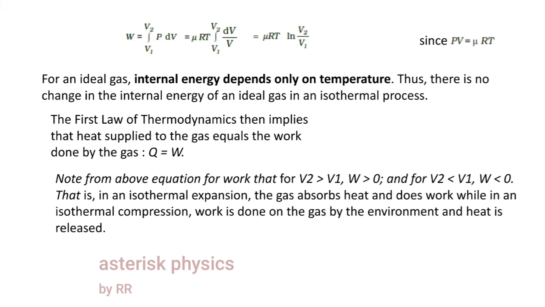Note from the above equation for work that for V2 greater than V1, W is greater than 0, and for V2 less than V1, W is less than 0. That is, in an isothermal expansion, when the gas expands, the volume increases, V2 is greater than V1. The gas absorbs heat and does work, while in an isothermal compression, the volume decreases, V2 is less than V1. Work is done on the gas by the environment and heat is released.